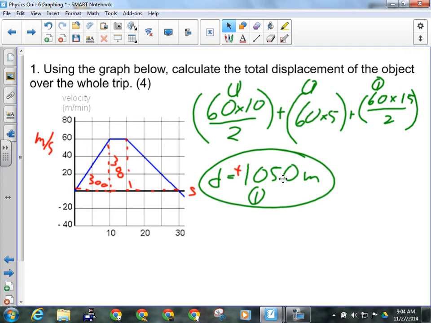They must have the positive. Displacement is a vector quantity. It's not half off. If they don't have the positive, the answer is not right. They can have the marks for the other calculations, but not for the answer without the positive. Any questions?